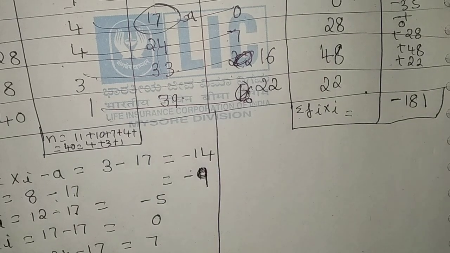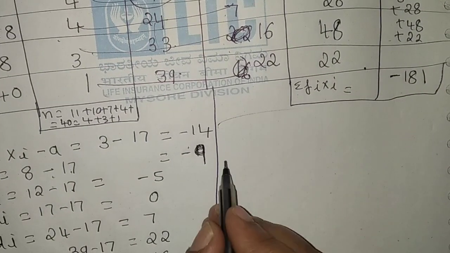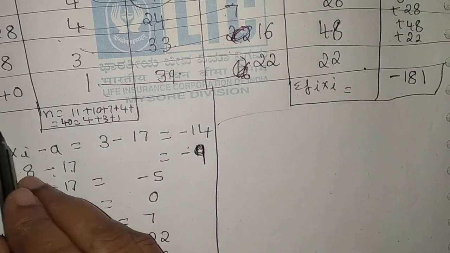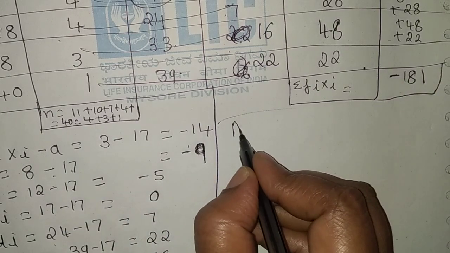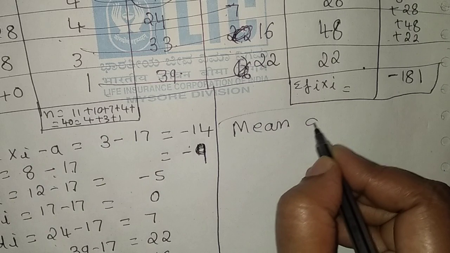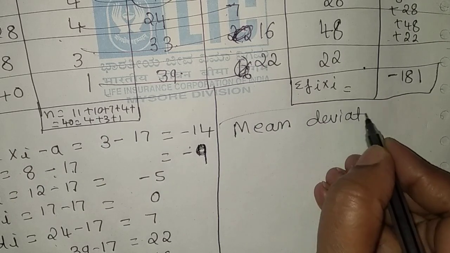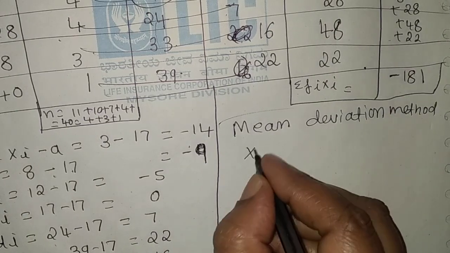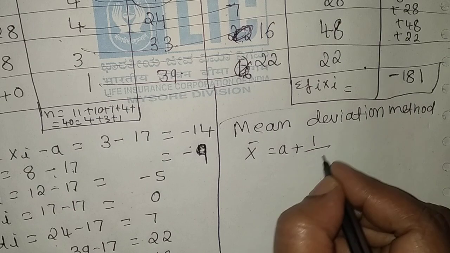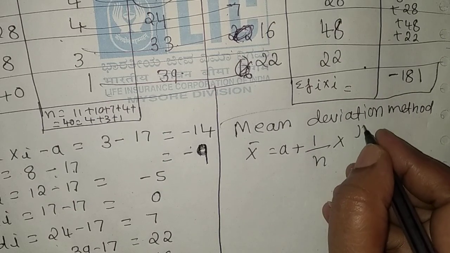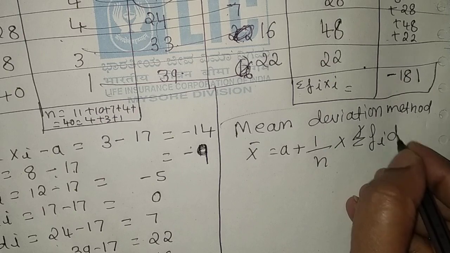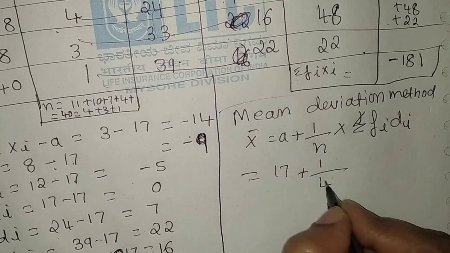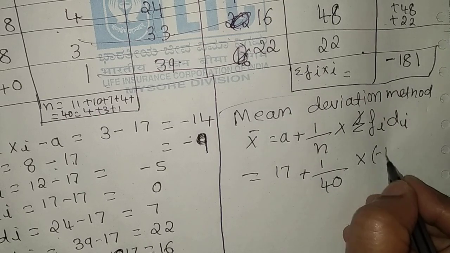So these are the values. After this, summation we have got and n we have got, a we have. So by which method? Mean deviation method. We have the formula x bar is equal to a plus 1 by n into summation of fi di is equal to 17 plus 1 by 40 into minus 181.